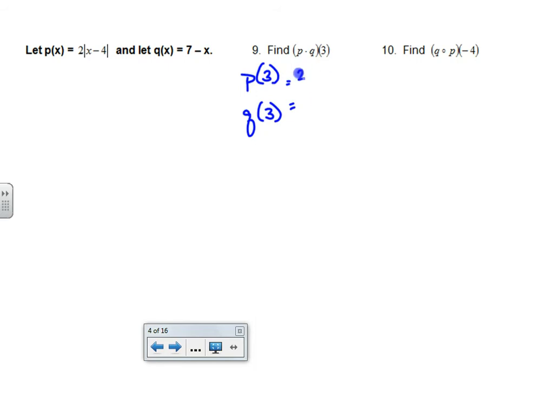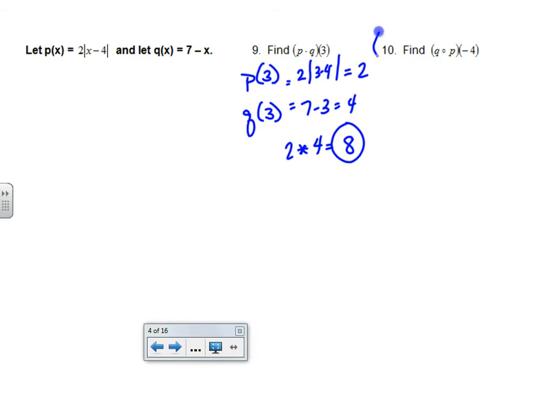So p of 3, let's see, that gives me absolute value of negative 1, which is 1, 1 times 2 is 2, and then q of 3 is 4. And then the final answer is when I take p of 3 times q of 3. So the final answer to this question is the number 8.